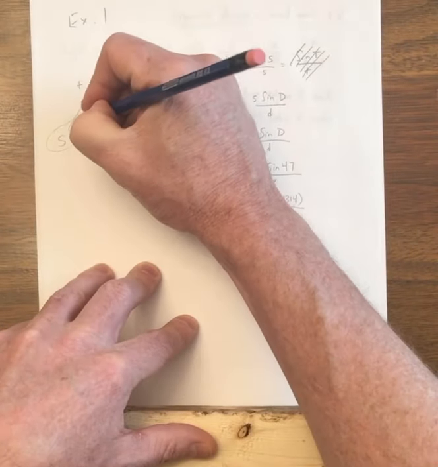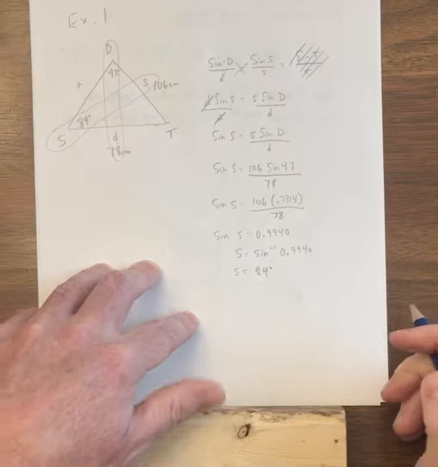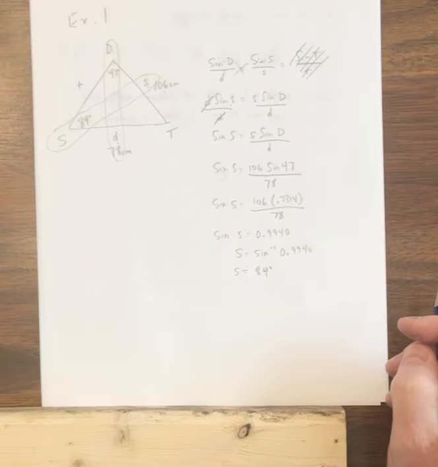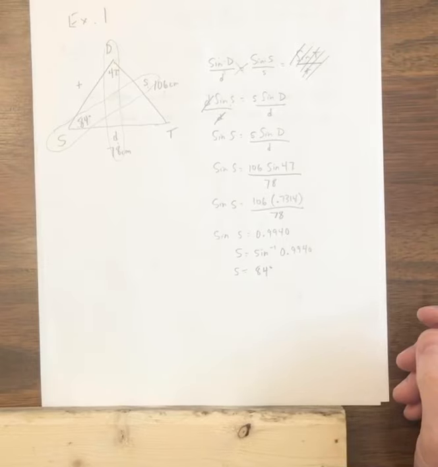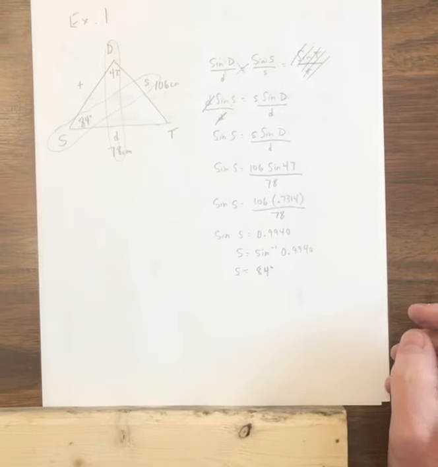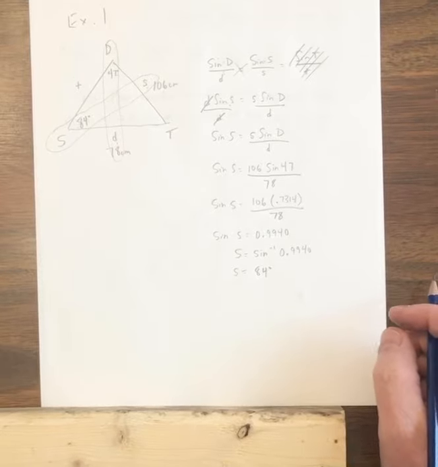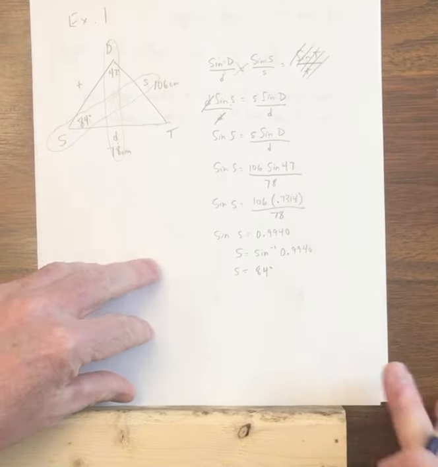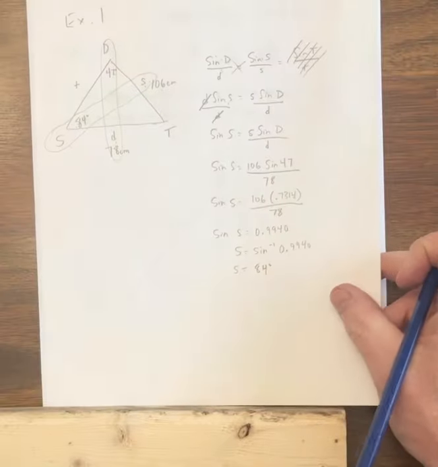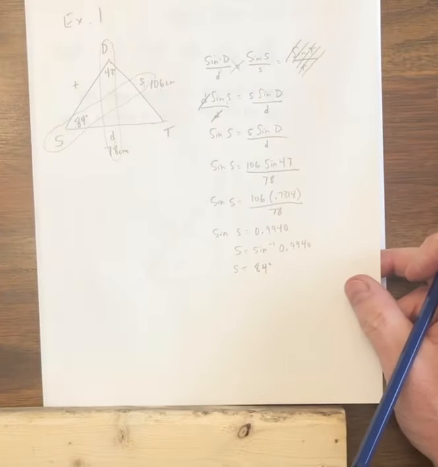And there we go, ladies and gentlemen. We know that angle S is 84 degrees. It doesn't really get any harder than that. It's just plugging in the 3 pieces of information and solving for the 4th. So let's give a couple more examples to try, and then I'll turn it over to you.